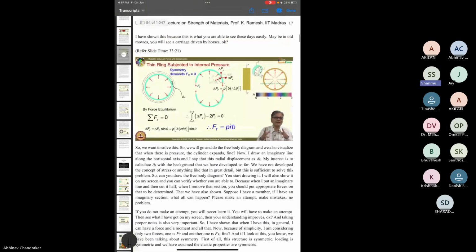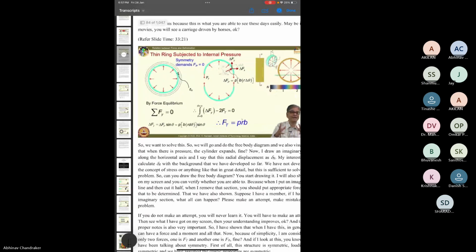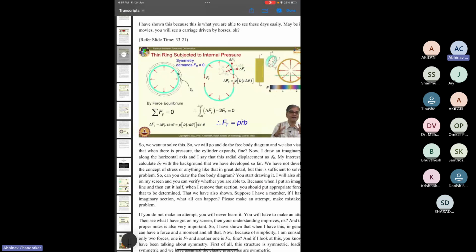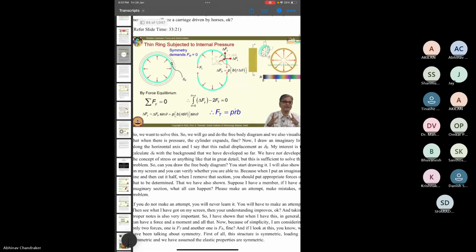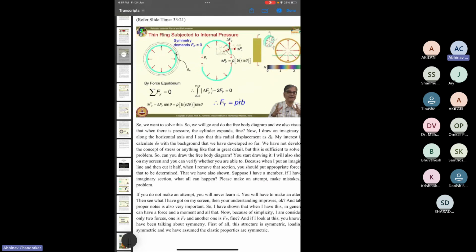Yes, sir. There the equation is delta Fy equal to delta Fp sin theta equal to P. So can you evaluate that equation? Okay. We can do that.